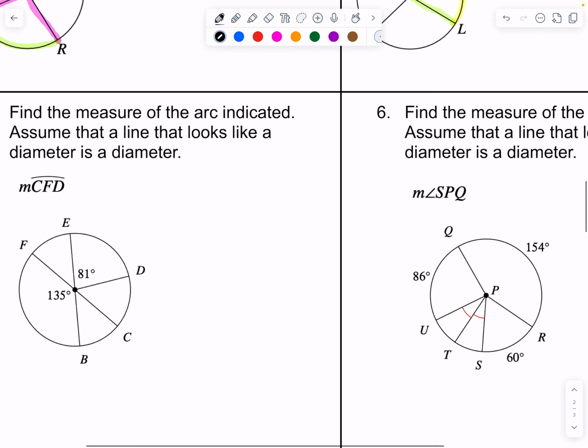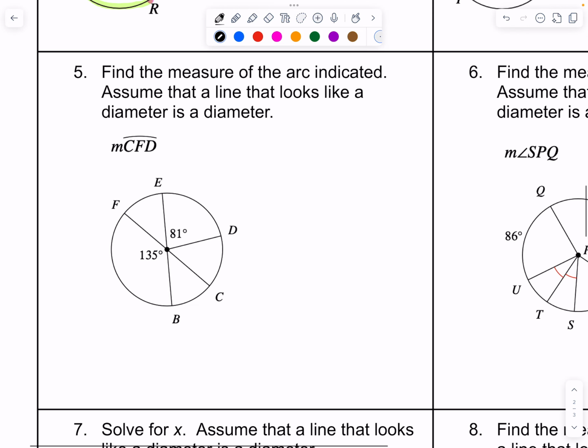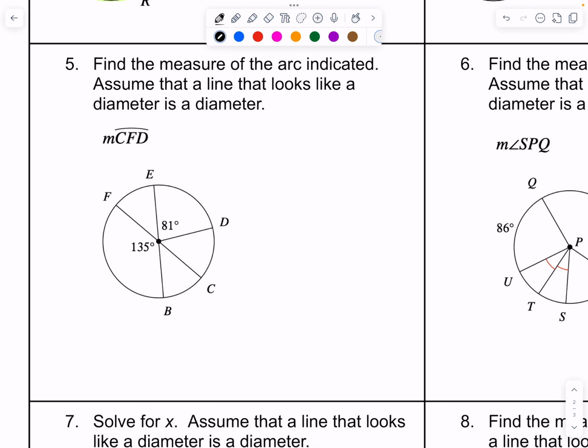All right, let's do some work with some numbers, some unknowns here. Find the measure of the arc indicated, so arc CFD. Assume that a line that looks like a diameter is a diameter. So I do notice BE or segment CF, those look like diameters. So I will assume that they are. So let me just highlight what I'm looking for. I'm looking for, make sure you go in the order here, CFD. I'm looking for all of that.